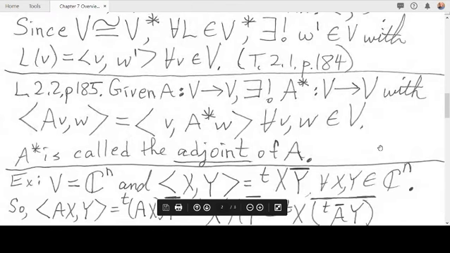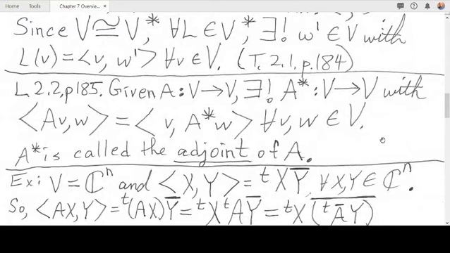Next, on page 185, given our operator A, there will always exist a unique operator, A star, going from V to V, with the scalar product of AV with W equal to the scalar product of V with A star W for all V and W in V. A star, you could call it A asterisk, is called the adjoint of A.